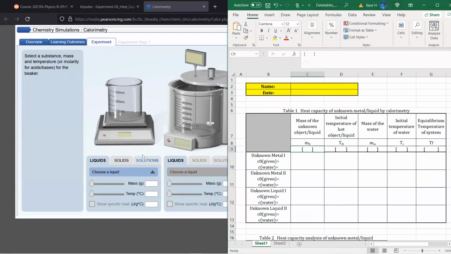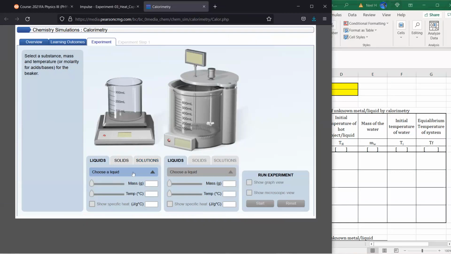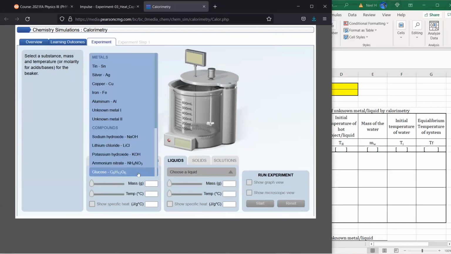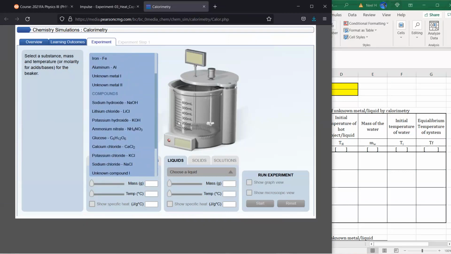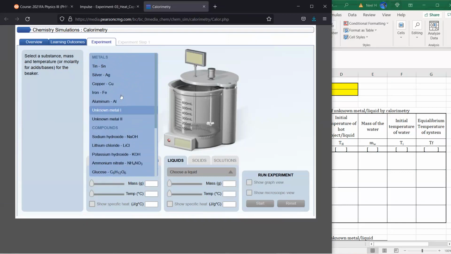Okay, then if you go into the very left-hand side selection tool, it's a liquid right here. Change that into solid because we're going to use a solid unknown material first. There's a lot of options here, right? Because this whole simulator is actually made for chemistry class. I'm using it, but it is actually made for chemistry.